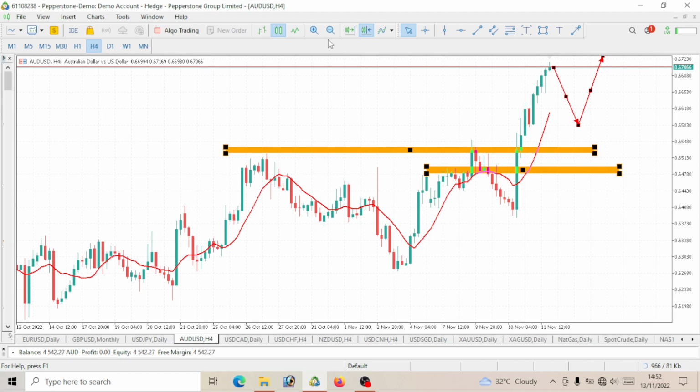So first of all, a pullback should be made before you go long. If not, once that huge pullback comes, you'll be taken out of the trade. So watch out for it. Wait for a pullback before you enter to go long on AUD USD.